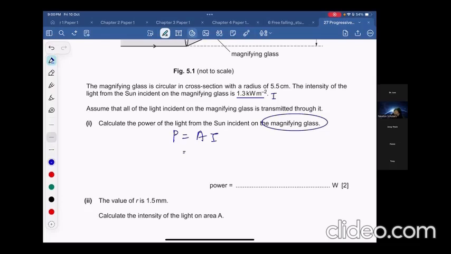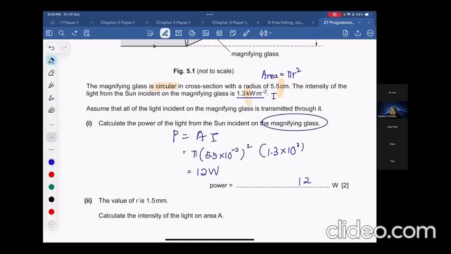This is circular, so the area will become pi r square, times your intensity, 1.3 times 10 power of 3. Don't forget the prefix. In A level, prefix is like normal things. You have to know how to do conversion. So here, your answer should be 12 watt. It should not be a problem, right?